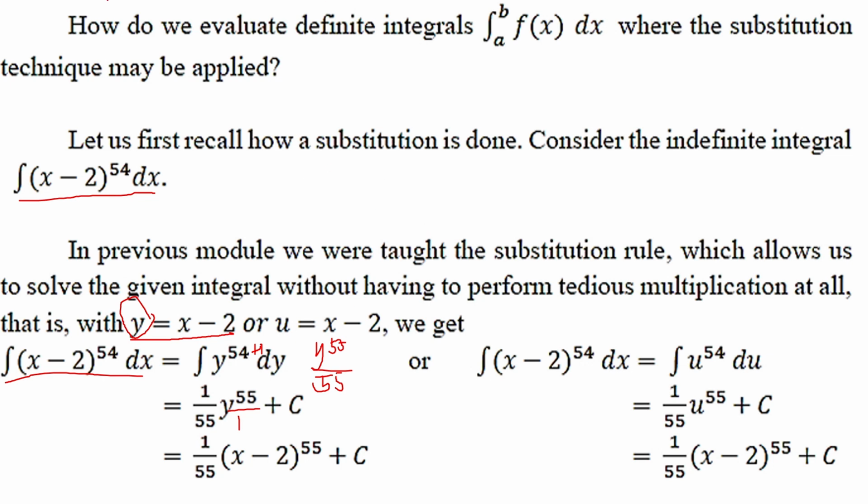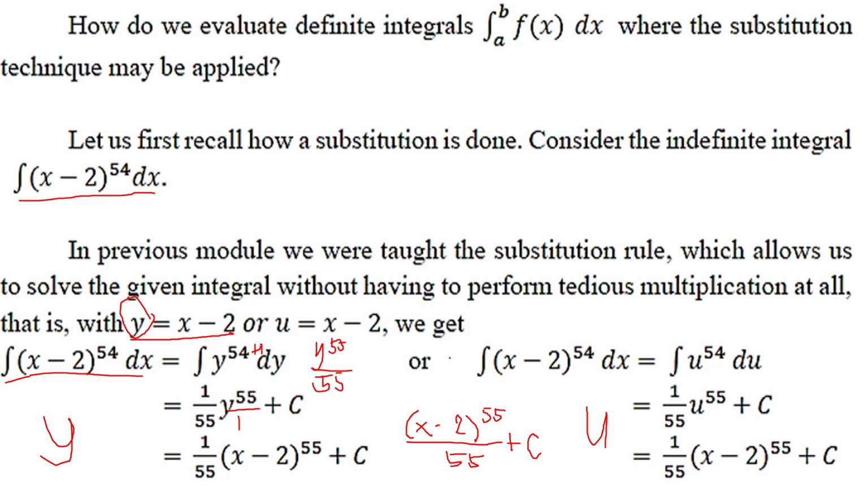It is because you will just substitute. What is our value of y? x minus 2 raised to 55. It is also fine if you use x minus 2 raised to 55 over 55 plus c. It's also the same. Okay, we already used y here. Let's use u here: the definite integral of x minus 2 raised to 54 dx.